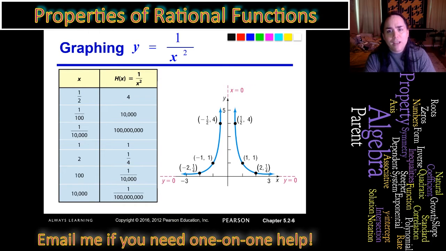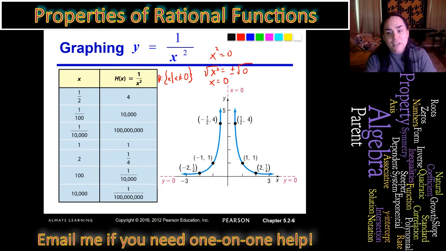What value of x would give me a 0 in the denominator? If x squared equals 0, I'll take the square root of both sides, positive or negative. The square root of x squared is x, and the square root of 0 is 0. But because 0 does not have a positive or a negative, x equals 0 is the only value that is not in the domain. So the domain is the set of all x values such that x does not equal 0. 0 is the only number for x that will make the denominator 0.